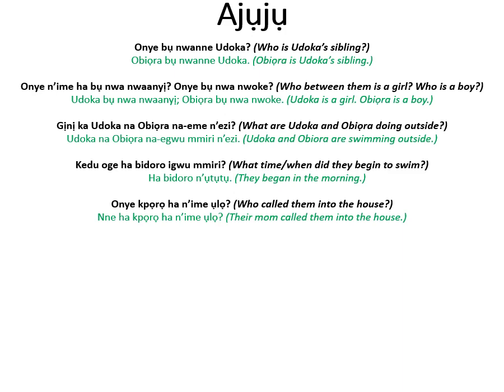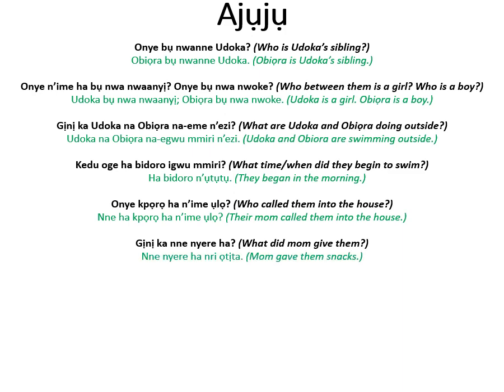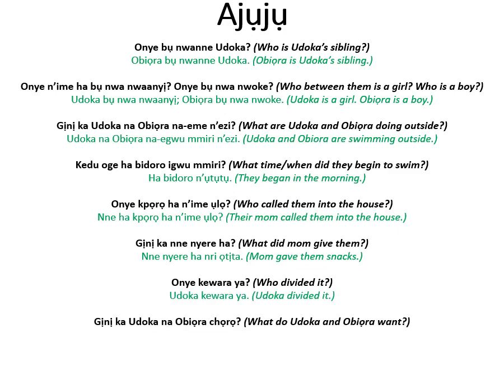Onye kpọrọ ha n'ime ụlọ? Who called them into the house? Nne ha, their mother, kpọrọ ha n'ime ụlọ, called them into the house. Nne ha kpọrọ ha n'ime ụlọ. Gịnị ka nne nyere ha? What did mom give them? Nne nyere ha nri ọtịta. Mom gave them snacks. Onye kewara ya? Who divided it? Udoka kewara ya.